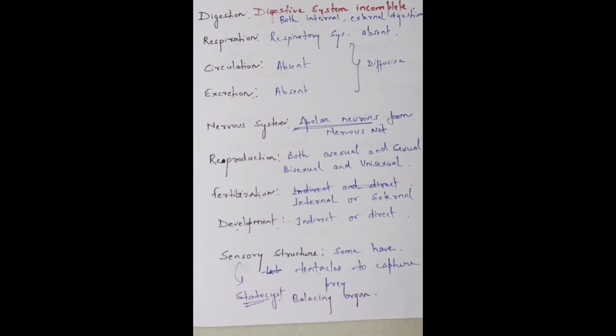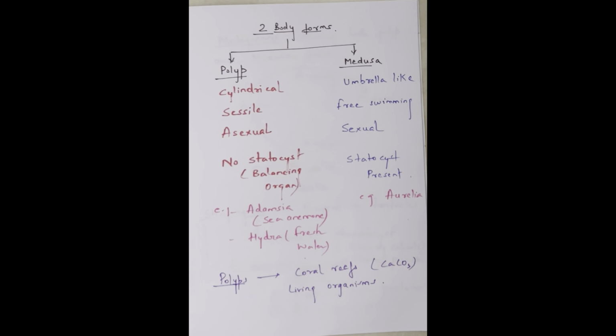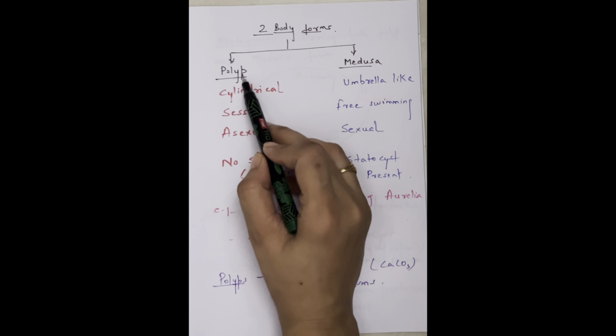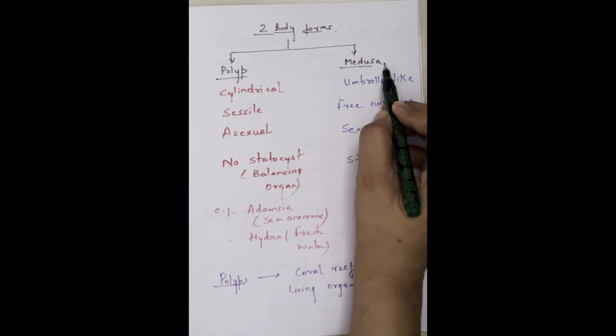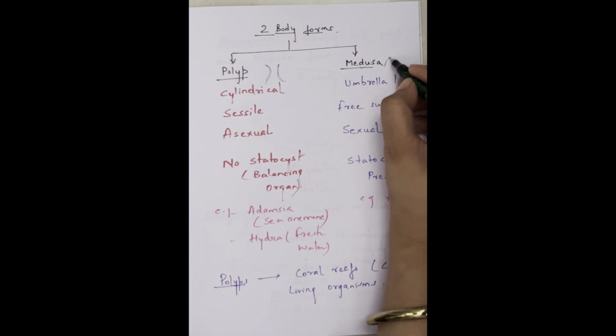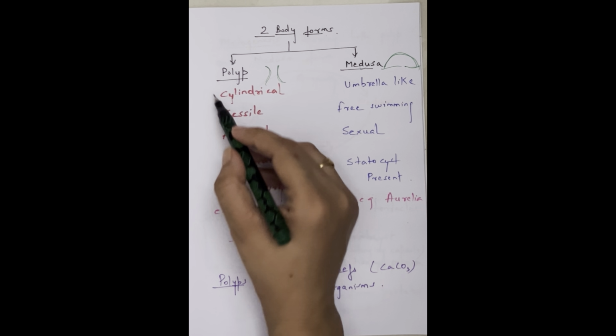Now we will discuss the two forms of these coelenterates. This is very, very important. You will find these two forms. Some of them you will find as polyp, some of them you will find as medusa, and some will show polyp as well as medusa. Both forms you will find in the same individual, which we will discuss.